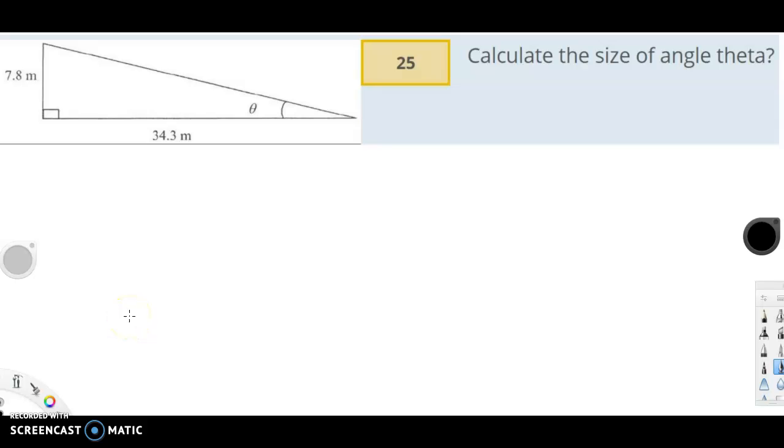Question 25. Calculate the size of angle theta, that's it there. We're looking for this angle. And how are we going to do that? Well, this is a right angle triangle. So immediately sine, cos and tan should be coming into your thinking.